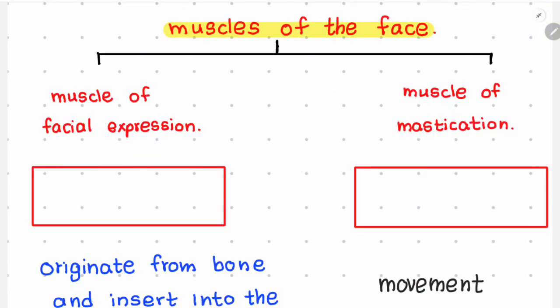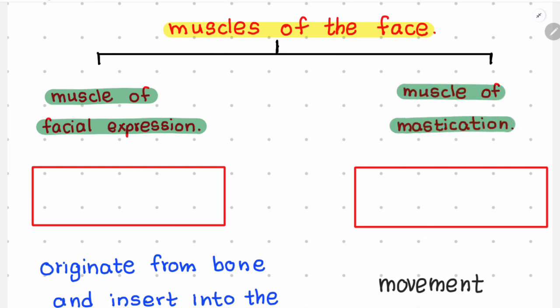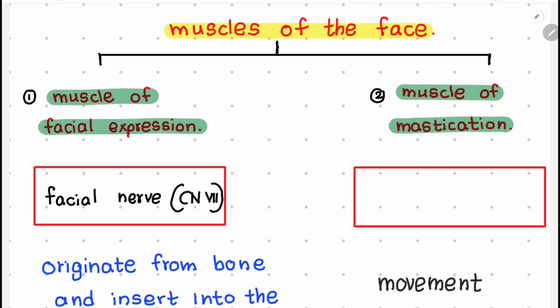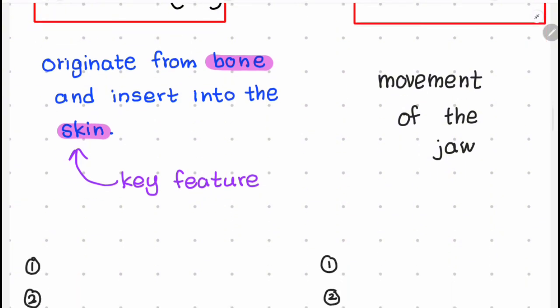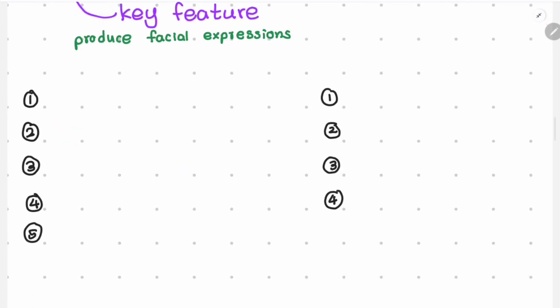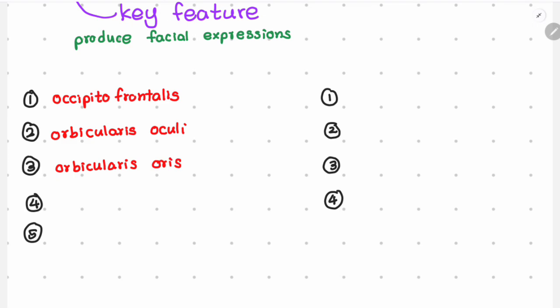Now let's move on to the muscles of the face. There are two types of muscles, muscles of facial expression and muscles of mastication. All muscles of facial expression are supplied by the facial nerve, which is cranial nerve 7. Most of these muscles originate from the bone and insert to the skin. This is the key feature that allows us to produce facial expressions. The main muscles of facial expression include occipitofrontalis, orbicularis oculi, orbicularis oris, buccinator, and the platysma.